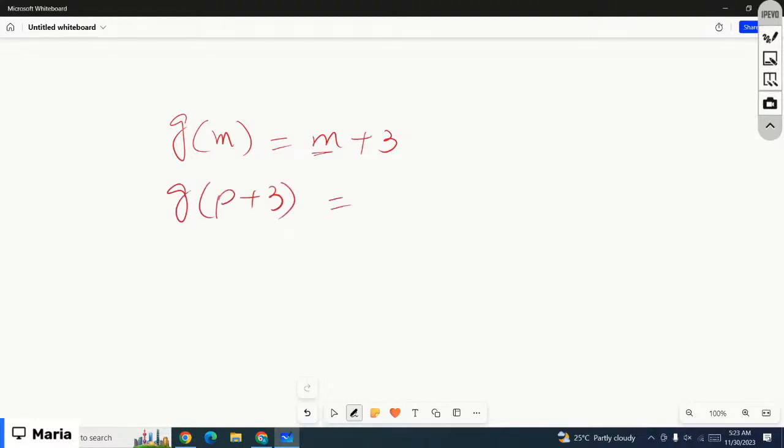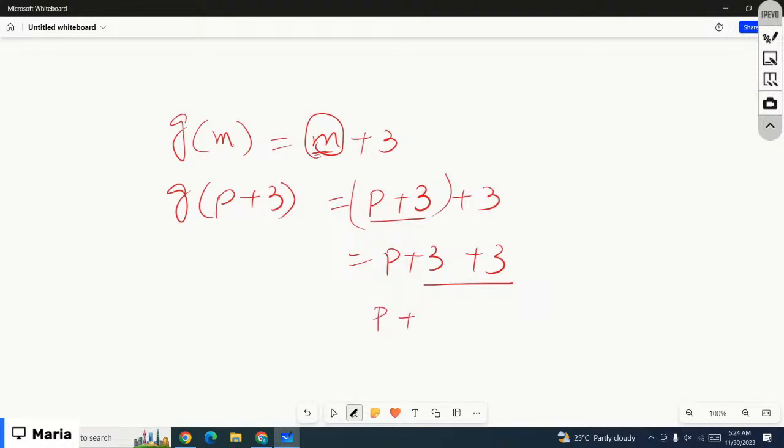So here is m. Replace the m with p plus 3, right? Just m, and the rest here is 3. That is the one you replaced m, right? So that is p plus 3 plus 3. Collect the like terms. 3 plus 3 makes 6, so that is p plus 6. The correct option is p plus 6.